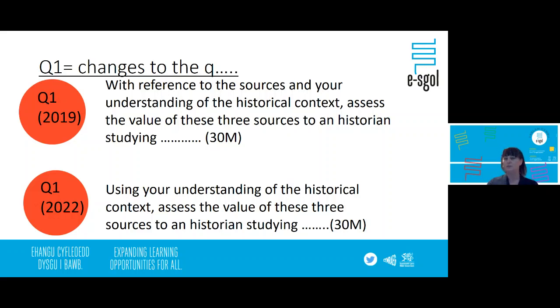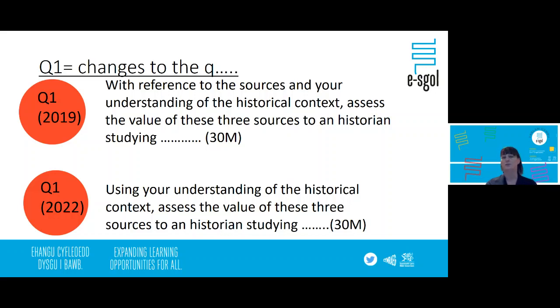From 2022 and for you in 2023, the question will now be using your understanding of the historical context. Assess the value of these 3 sources to an historian studying, 30 marks. So the only difference is that beginning bit with the reference to the sources comes out, and you put the word using instead. Okay, so it's just that slight change to the stem of the question. And the reason why they've done that is because they don't want you to sort of reference the source and constantly refer to it and quote from it.